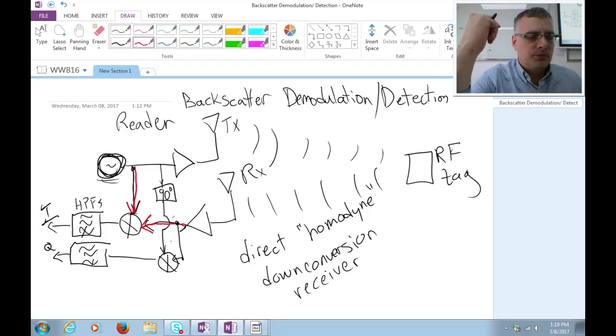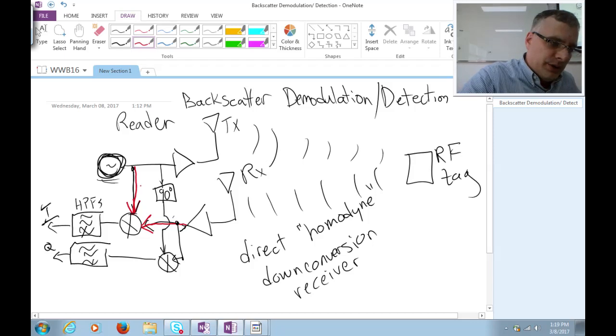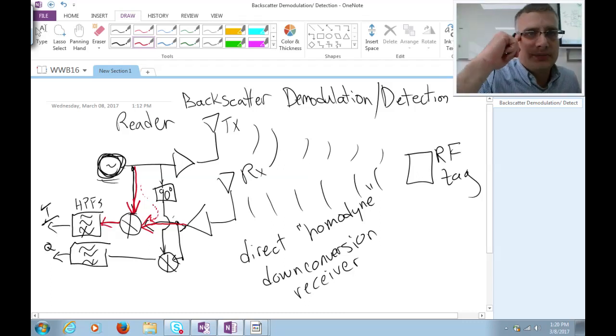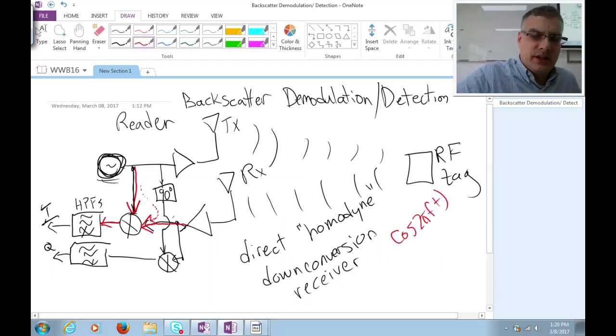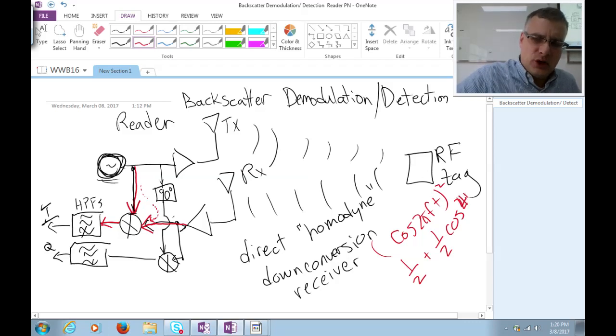Well, there's an issue here because most mixers have a problem with basically self-mixing. So a little bit of this carrier will leak onto this signal here and mix with itself on the output at that location. Well, what's a carrier mixed with itself? Cosine 2 pi ft, if you mix it with itself, you're just squaring it. And of course, you can apply that trigonometric identity, where you get basically a DC term and then a carrier that's twice the frequency.